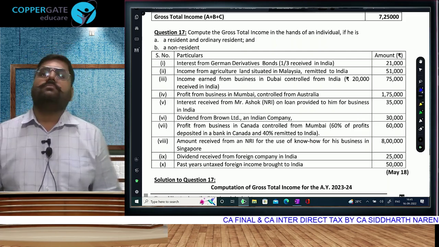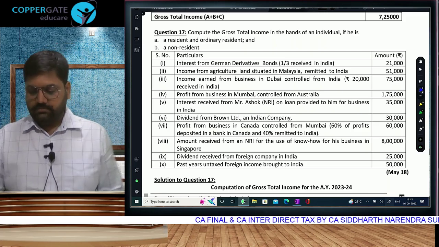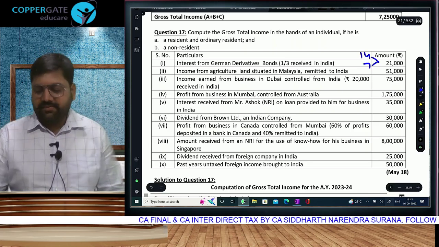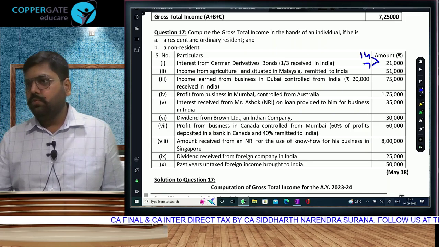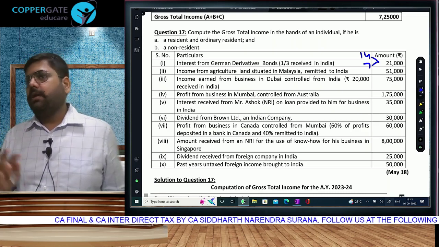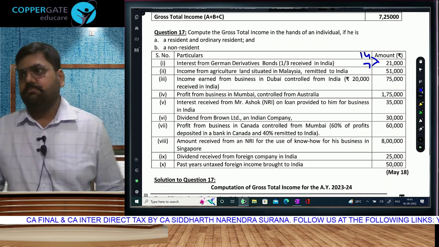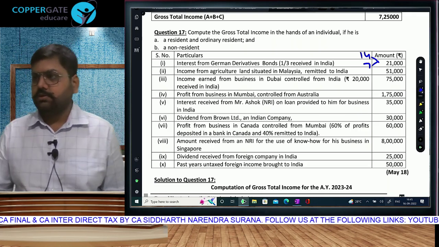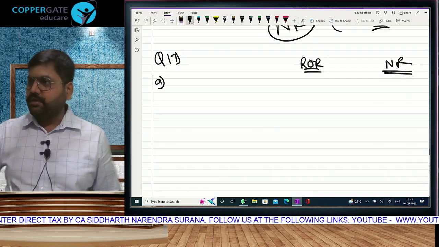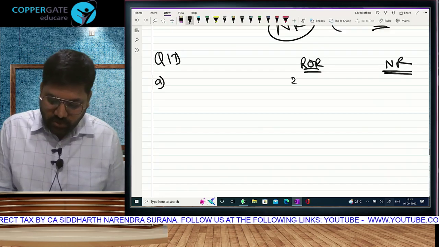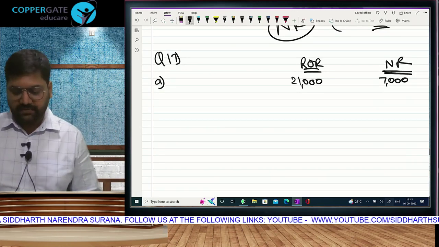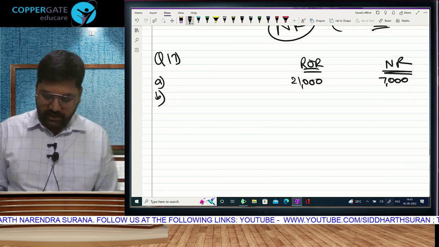Interest from German derivative bonds, 1/3 received in India. Let's divide this into 14 and 7. 7 is received in India, so taxable for both. So in the NR column, 7 will come. But what about 14? Is it Indian income or foreign income? In the first column, the entire 21 will come, but in the second column only 7, because that was received in India. Very good.